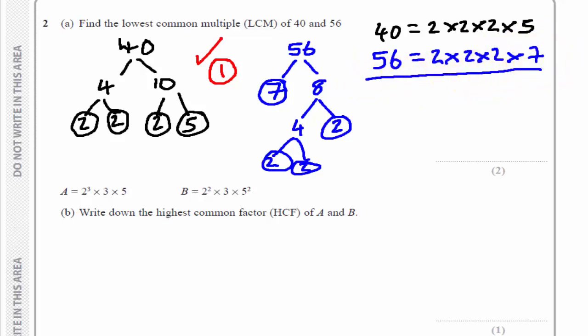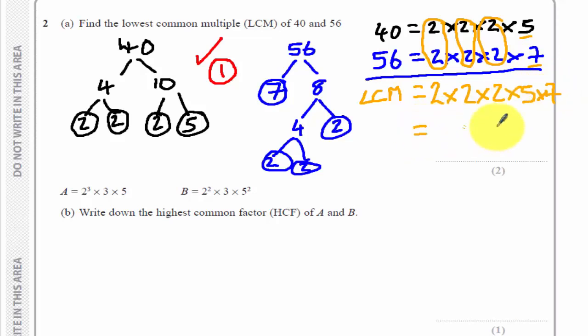Once you have them both written out, to get the lowest common multiple, firstly, you want the pairs in each. So there's 2. They don't have to be lined up above each other. They just happen to be for this question. So it's 2 times 2 times 2. And then you multiply by everything left over. Times 5 times 7.